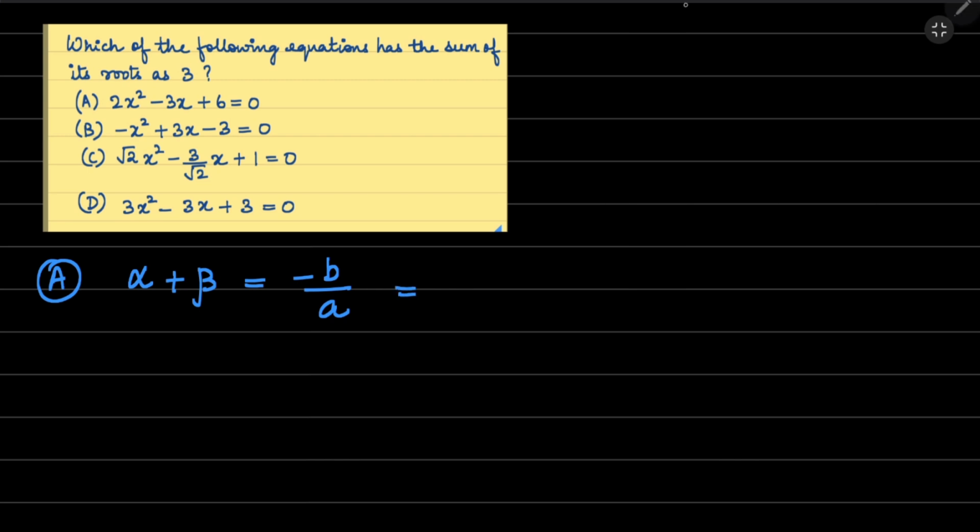So in the first equation, if you take, this is your a, b is minus 3 and this is your c. So minus b by a. So what is b here?